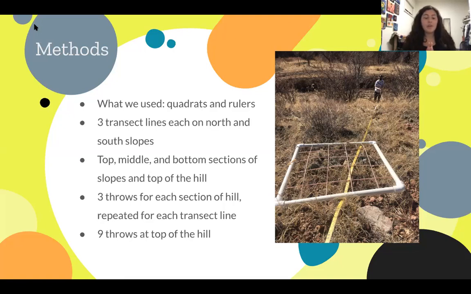We also did 9 throws at the top of the hill, so we could have a comparison of a slightly different location.